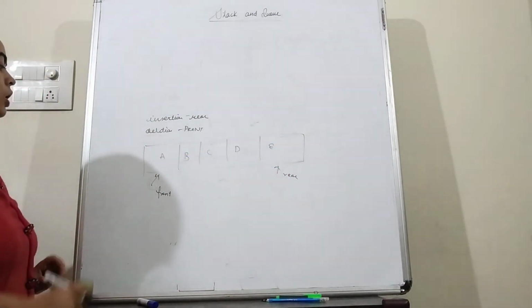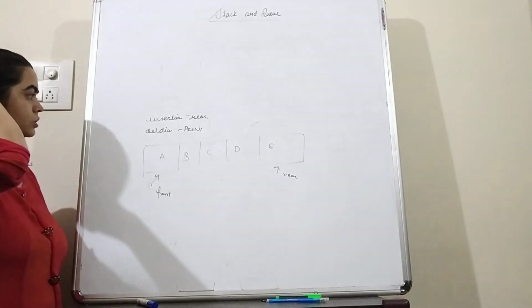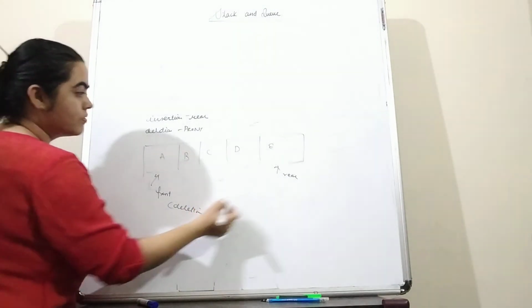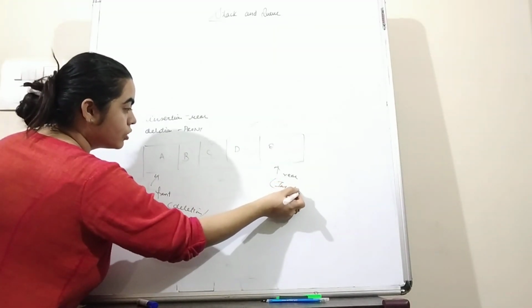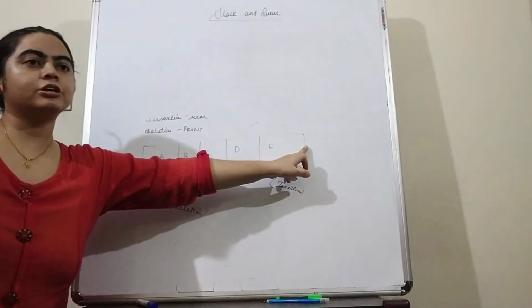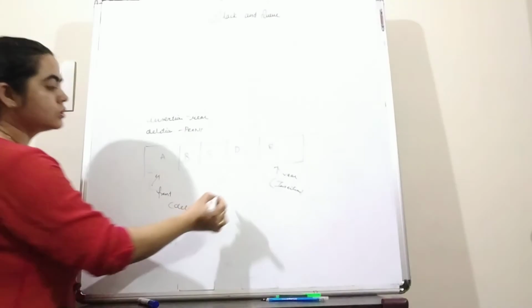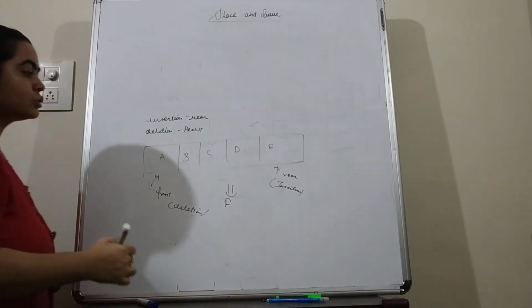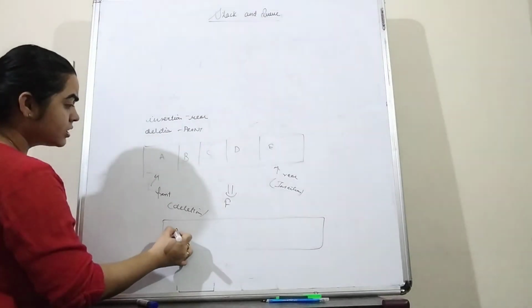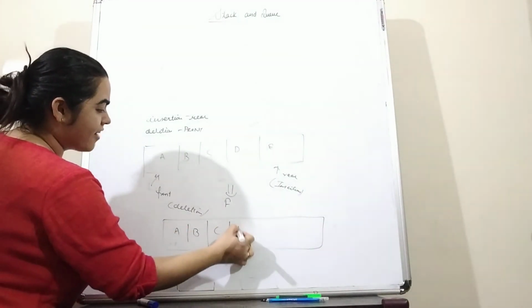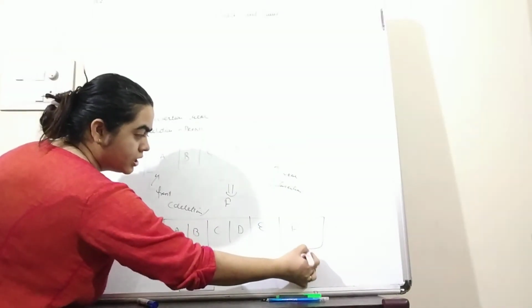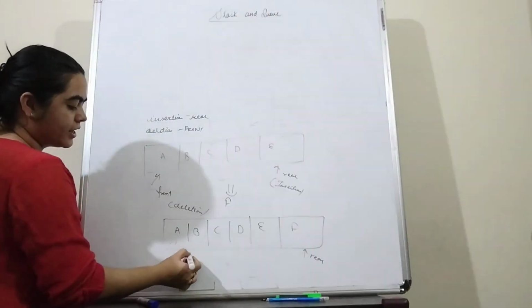Now see students, deletion is always from the front and insertion is always from the rear. Now suppose if we want to insert any data element into the queue, then always the data element will be inserted from the back side. So suppose in this example we have to insert F, so F will be inserted at the end. So after insertion of F, now the queue will have 6 elements, that is A, B, C, D, E and F. Now the rear element is F while the front element is A.